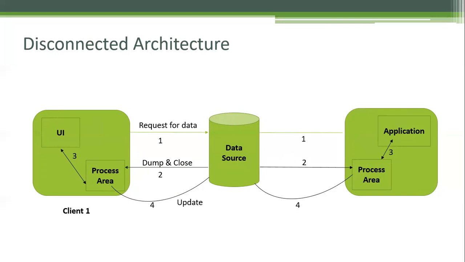Now from the process area, a client or application or UI, anything will read the data. So we can perform validations, or we can perform additions, deletions, etc. We can perform modifications. If you want to update the data back to the data source, we can do that. While updating, it will automatically establish the connection and close the connection. So this is about disconnected architecture.